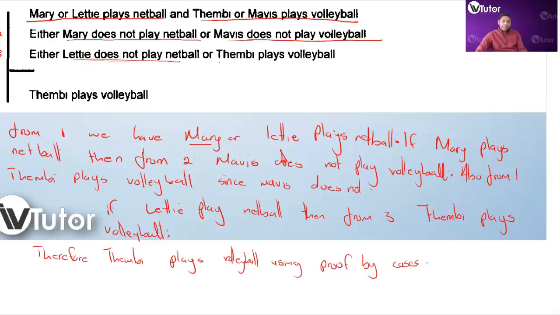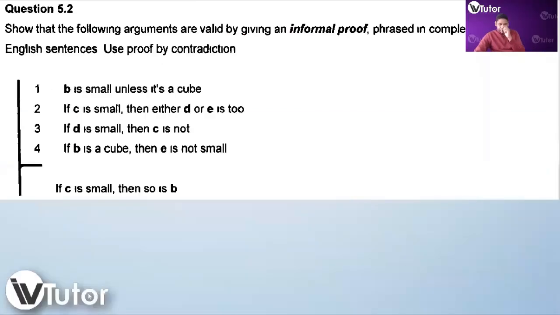All right. Then let's move on to the other one. We want to prove that if C is small, then so is B. So if you want to prove this, what are we going to do? They're saying use proof by contradiction. So if C is small, then so is B.